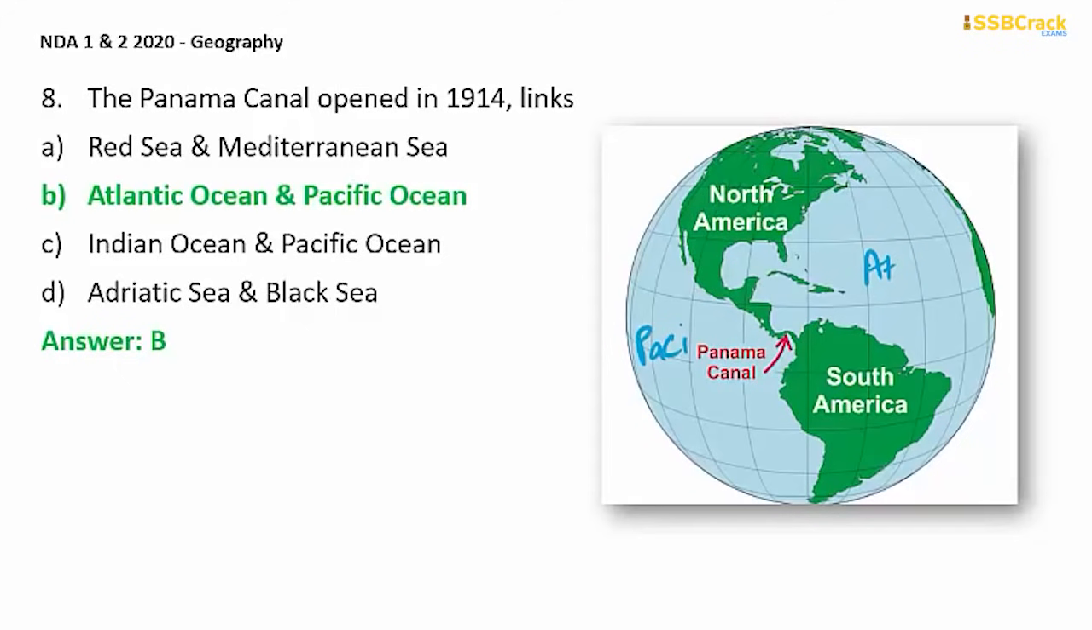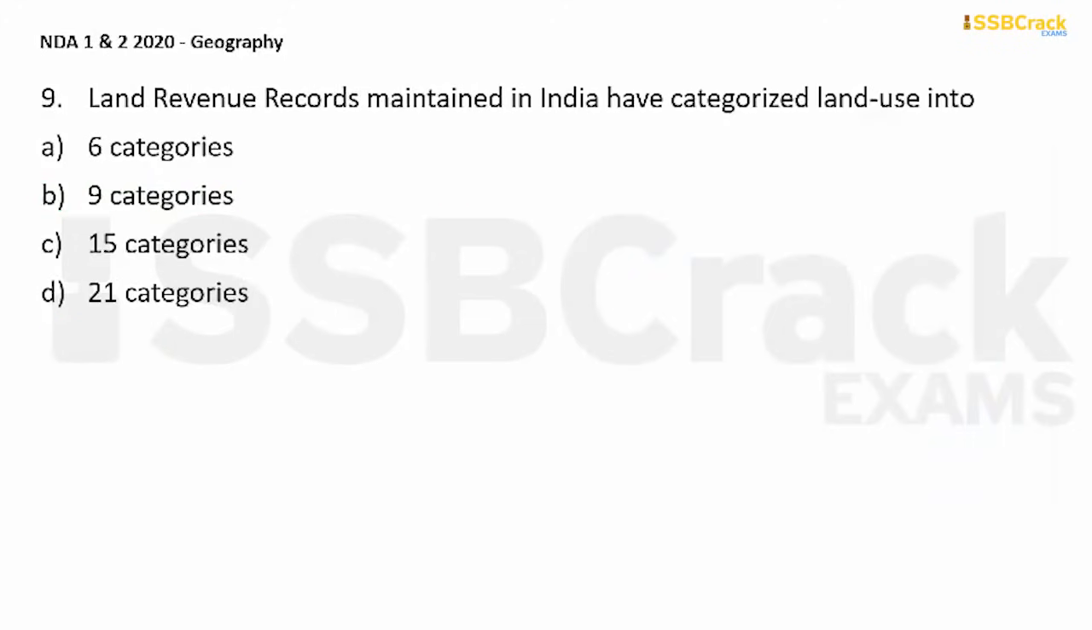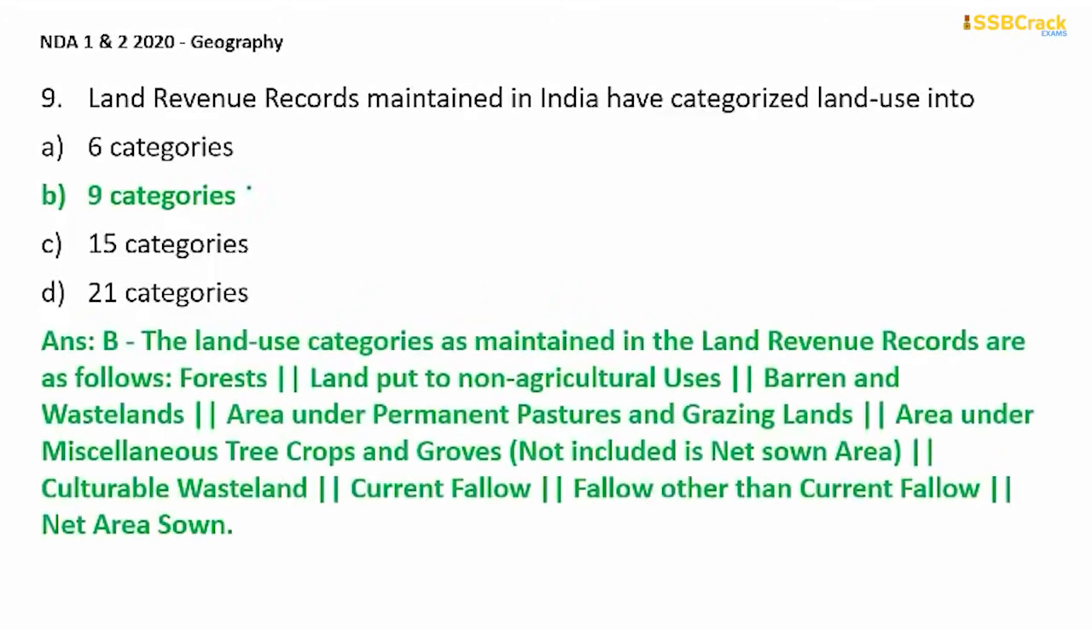And Panama is basically a country in Central America, and somewhere over here you will find the Panama Canal, and it has been a huge engineering marvel ever since, and it has literally reduced all the costs that earlier used to be incurred while shipping from Pacific to Atlantic, right? Now, moving on to our next question. Land revenue records maintained in India have categorized land use into. So this is again a factual question, and this is typically from the static portion of geography from the agricultural sector. So the correct answer to this is 9 categories.